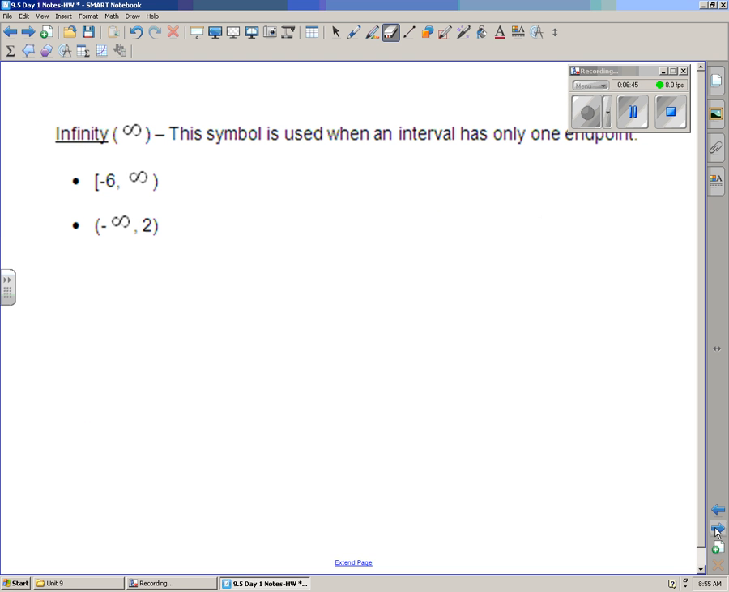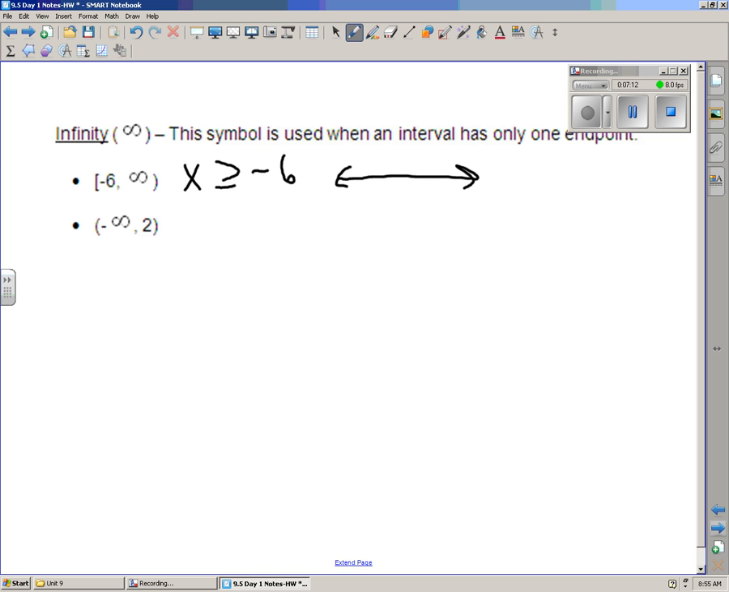Then we actually have infinity. So that's used when there's only one endpoint. So in terms of infinity, it's a kind of figure 8 upside down. And what that's saying to you is, if I just had infinity on one side, which would be positive infinity, I've got a closed, I guess, system here because I've got this bracket. This would mean x has to be anything greater than or equal to -6. And then I wouldn't have any ending point.